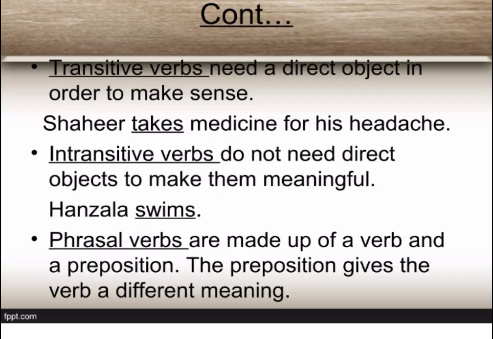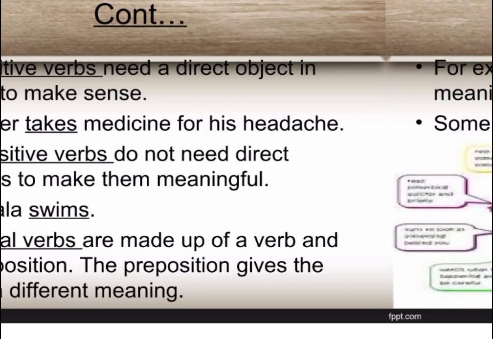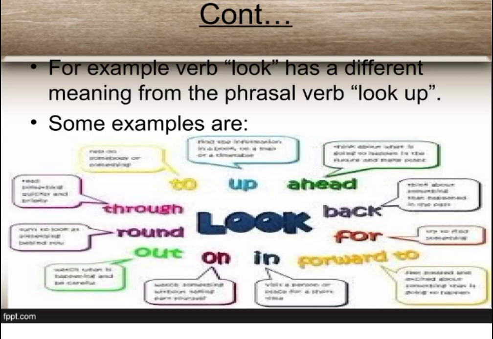Transitive verbs need a direct object in order to make sense. Shahir takes medicine for his headache. Intransitive verbs do not need direct objects to make them meaningful. Hanzala swims. Phrasal verbs are made up of a verb and a preposition. The preposition gives the verb a different meaning. For example, the verb look has a different meaning from the phrasal verb look up. Some examples are.